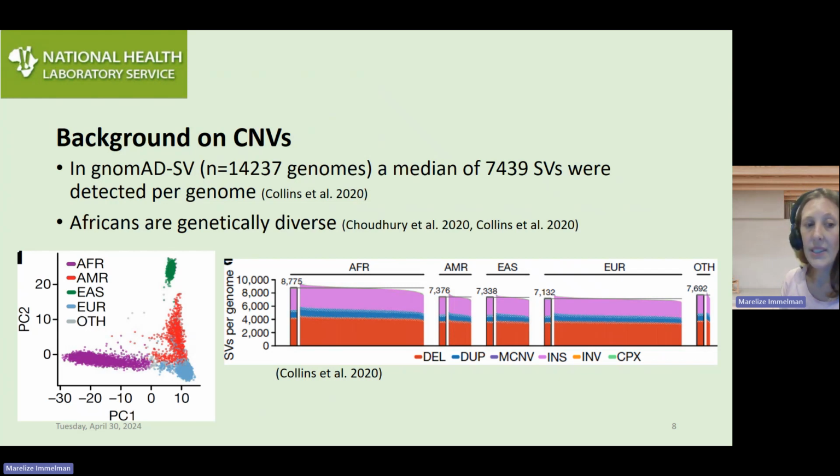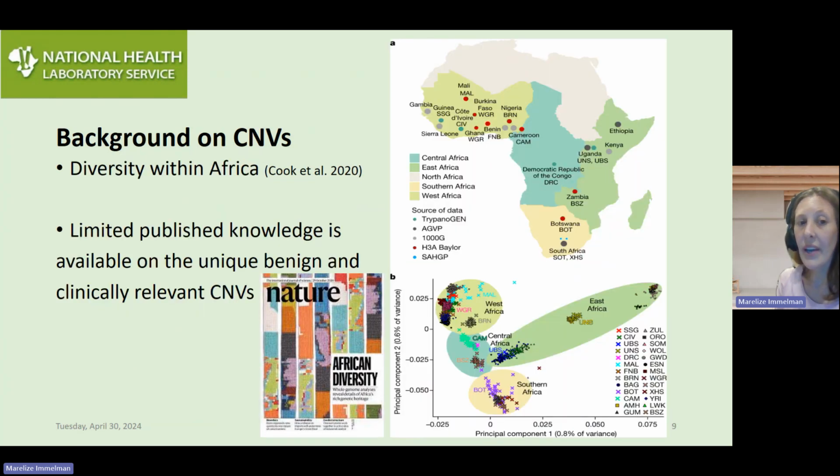Principal component analysis shows that African individuals cluster differently and distinct from the other population groups. But there's also diversity within Africa, and this diagram shows that the East Africans are genetically different from West Africans and are different from Southern Africans. The challenge is that there's limited published knowledge available on the unique copy number variants that are found in Africa.